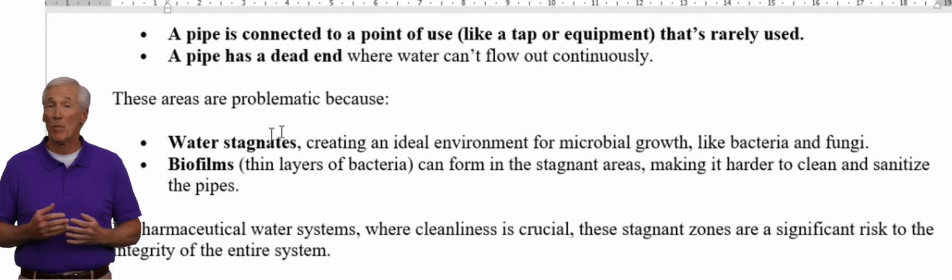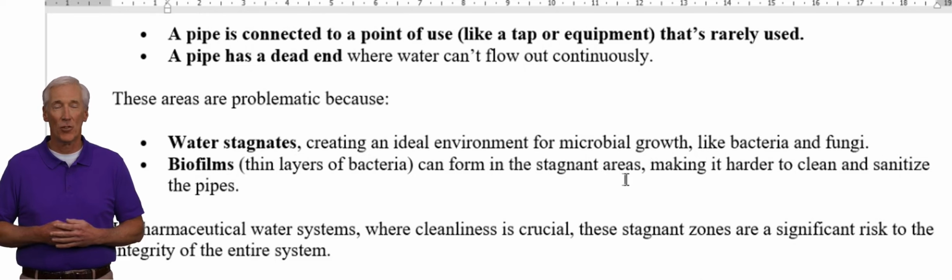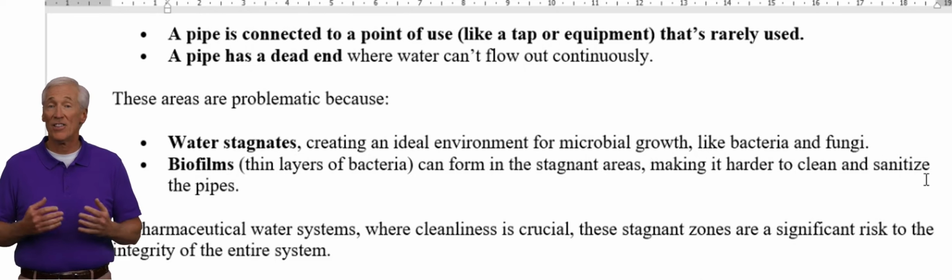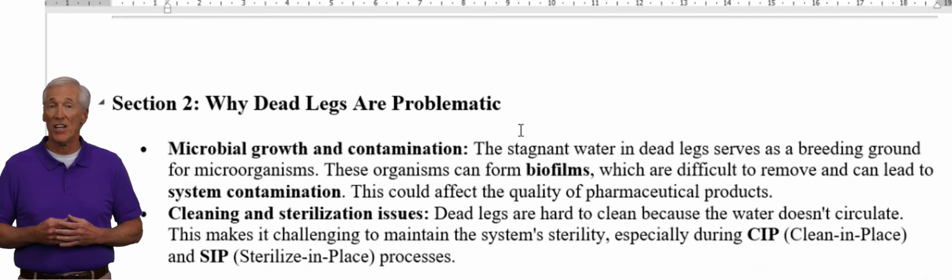These areas are problematic because water stagnates, creating an ideal environment for microbial growth, like bacteria and fungi. Biofilms, thin layers of bacteria, can form in the stagnant areas, making it harder to clean and sanitize the pipes. In pharmaceutical water systems, where cleanliness is crucial, these stagnant zones are a significant risk to the integrity of the entire system. Section 2. Why dead legs are problematic.